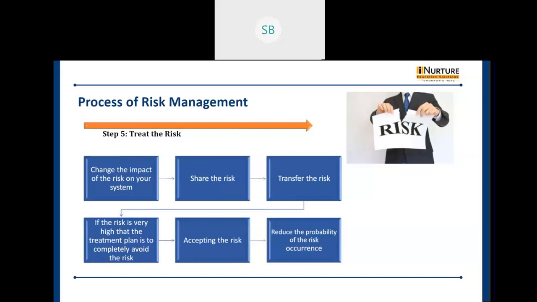We know that risk can come from various sources, right? We just studied the sources of risk. It can be from natural disasters, legal issues, or political circumstances. So lots of risks can be here, but we have to reduce the probability of the risk occurrence. And also, sometimes we can share the risk.